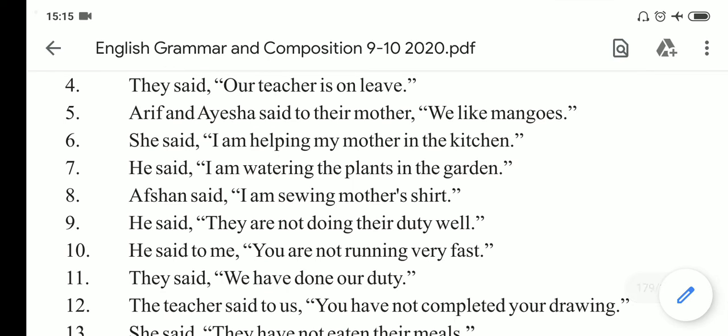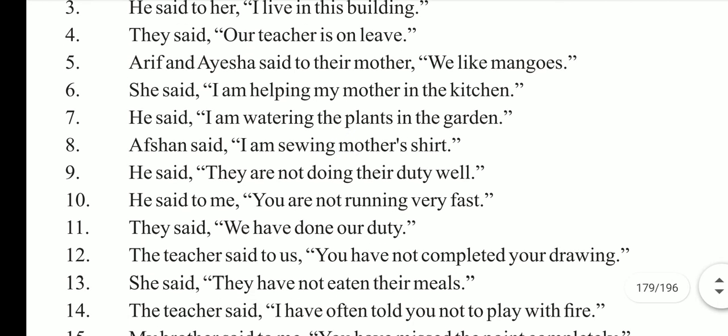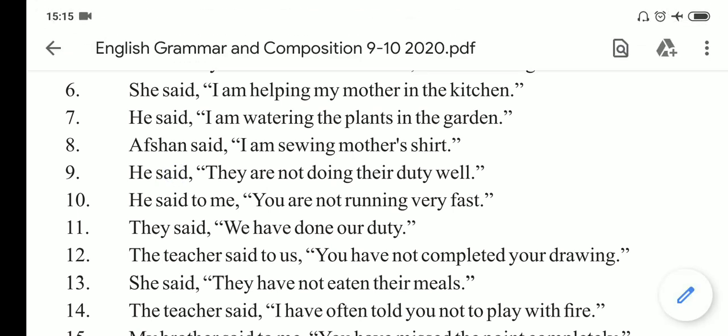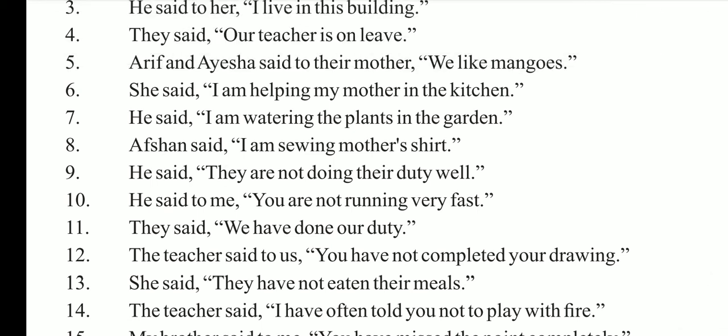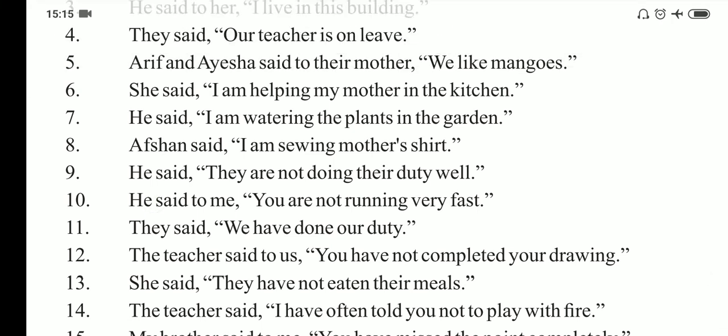Afsha said, I am sewing mother's shirt. Afsha said that she was sewing mother's shirt. This is the present continuous tense, and according to the rule the present continuous tense will change into past continuous tense. He said, they are not doing their duty well. He said that they were not doing their duty well. This is the present continuous tense, and again according to the rule the present continuous tense will change into past continuous tense. He said to me, you are not running very fast.